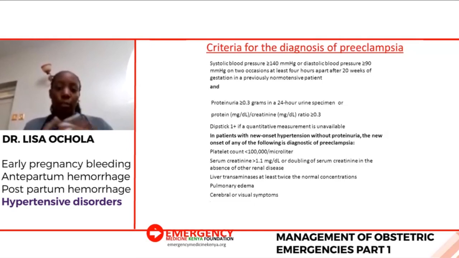So in patients who have new onset hypertension but don't have proteinuria, and they have some of these symptoms: the platelet count is less than 100,000, the serum creatinine is more than 1.1, the liver transaminases, ALT and AST, are at least twice the normal concentrations, or there's pulmonary edema or cerebral or visual symptoms, that can still be defined as preeclampsia.